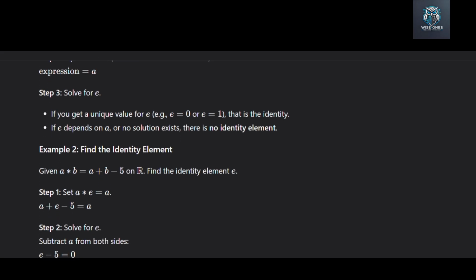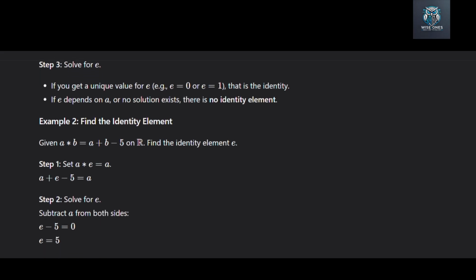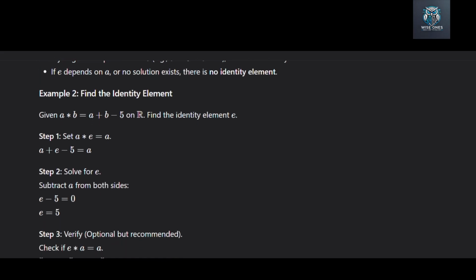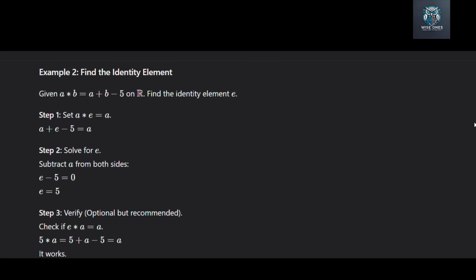Let us look at example 2. Find the identity element, given a star b equals a plus b minus 5 on the set of real numbers. Find the identity element e. Step 1. Set a star e equals a. Using the rule, a star e becomes a plus e minus 5. So we write a plus e minus 5 equals a.